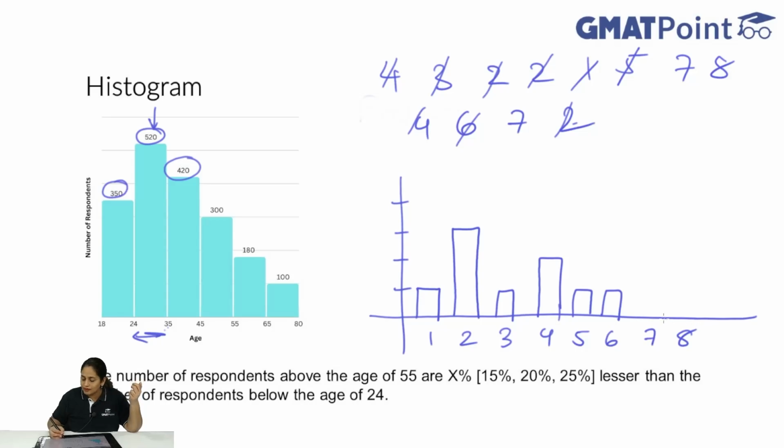How many times does 7 occur? It occurs twice. So I'll draw a bar like this. How many times does 8 occur? It occurs only once. So I'll draw a bar like this. So this histogram tells you the frequency of how many times this X value appears in a particular set.